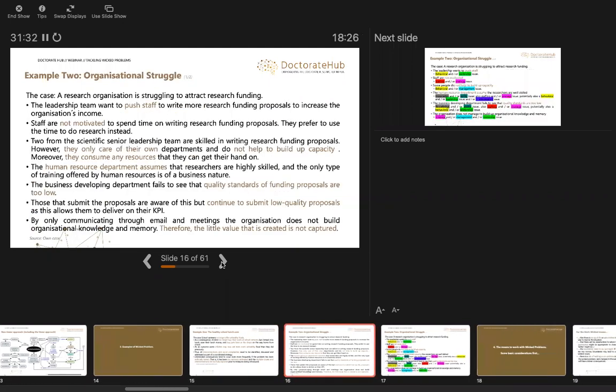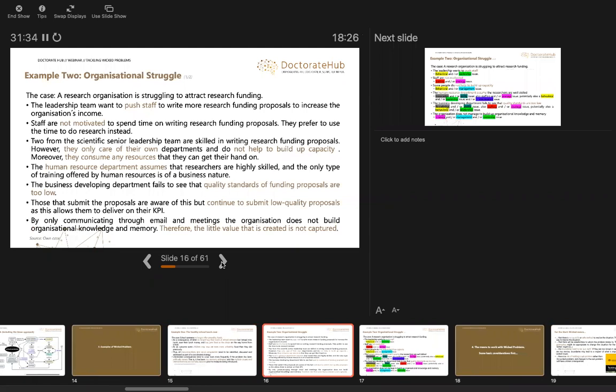Now, a second example. In this case, there's a research organization that is struggling to attract research funding. So the leadership team wants to push the staff to write more research funding proposals to generate more revenues. But the staff are not motivated to spend time on writing research funding proposals. They prefer to use the time to do research instead.